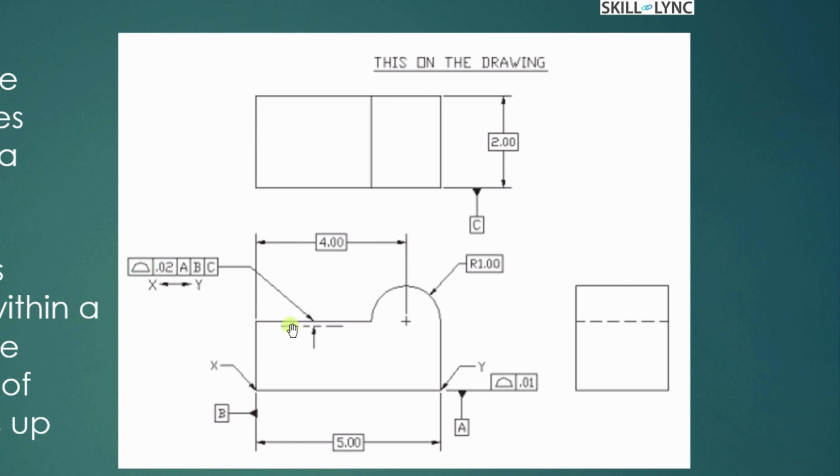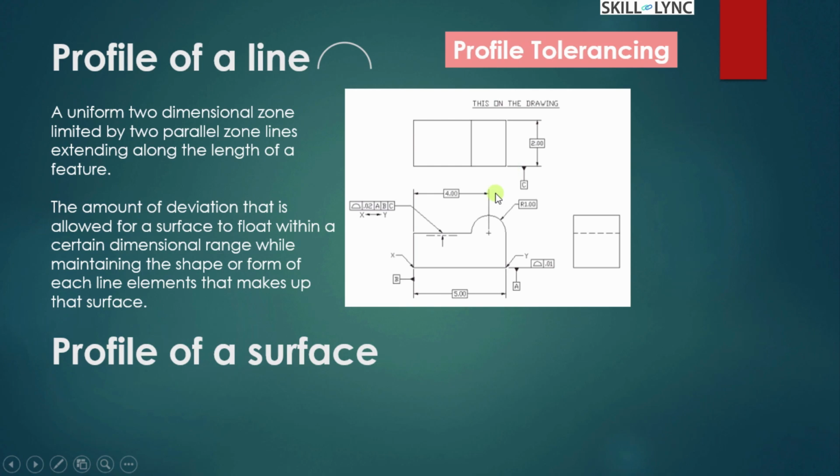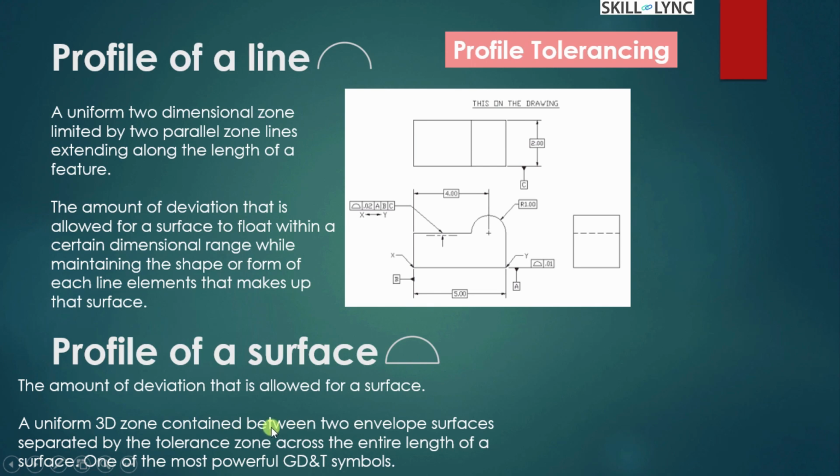Okay, so then in this 2D plane, drawing a parallel line between these two, within which this surface should lie. So this is your profile tolerancing of a line, wherein for a surface it is represented by closing the representation. So it can be applied because generally this is allowed for a 3D zone.